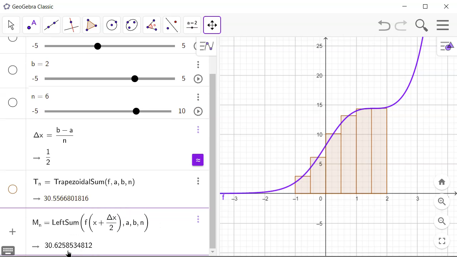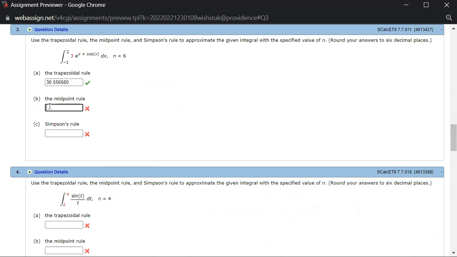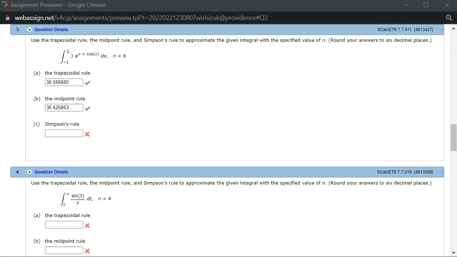I'm going to write down 30.625853. Let's type it in. We got 30.625853. Let's check the answer. It came back and it looks like we got the midpoint rule correctly.